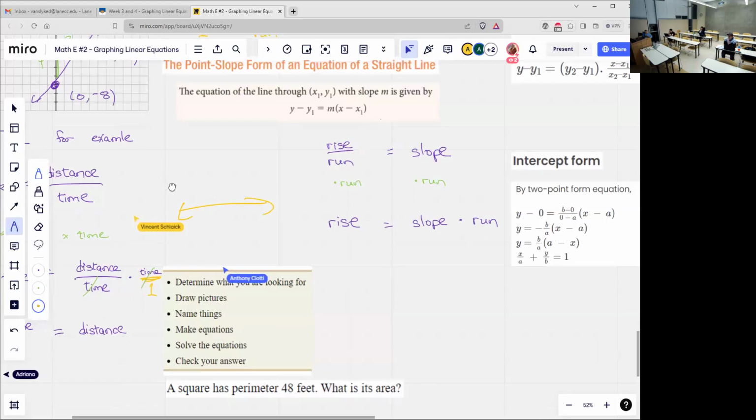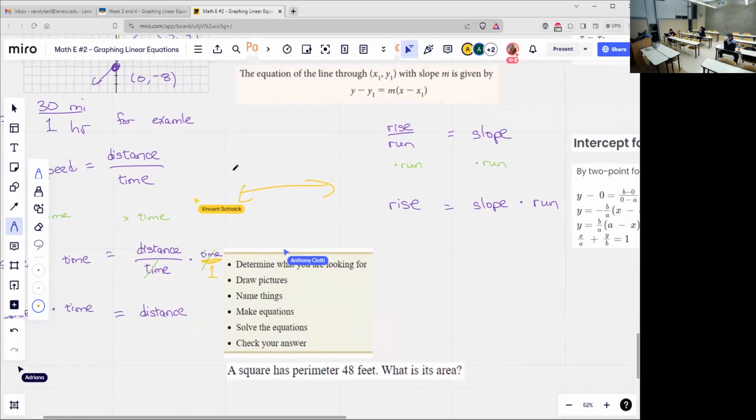Why don't you do times rise? Because I want to make the denominator go away. Okay. So before, I had to multiply by a time to make the denominator go away. Same thing here. If I multiply both sides by rise, then I get rise squared over run equals slope times rise, which is true, but useless. That's just more complicated.